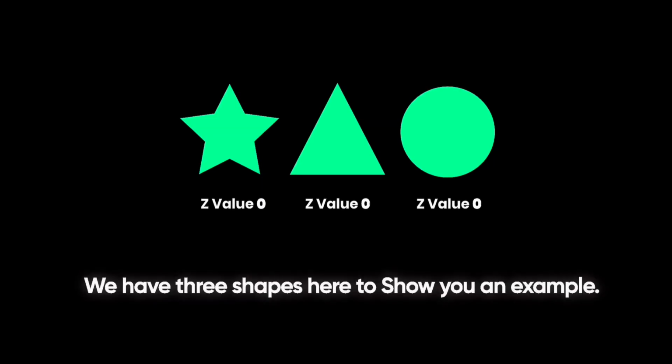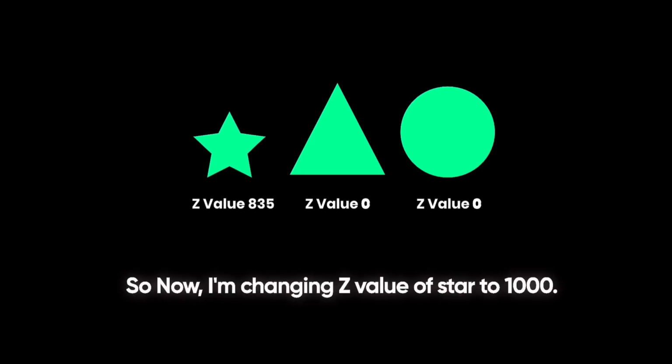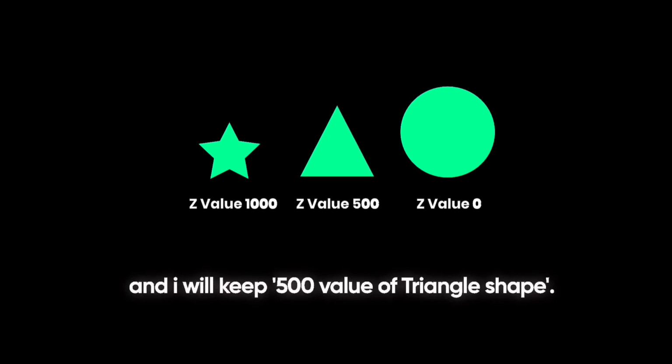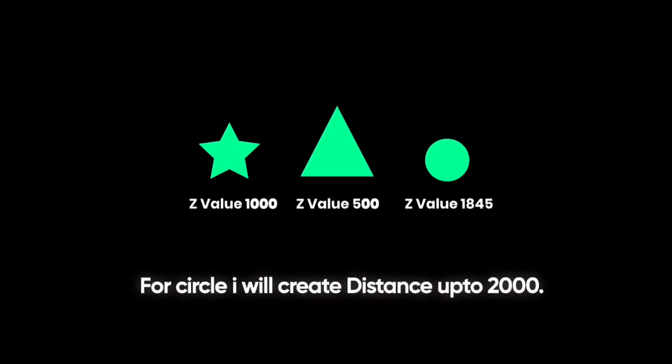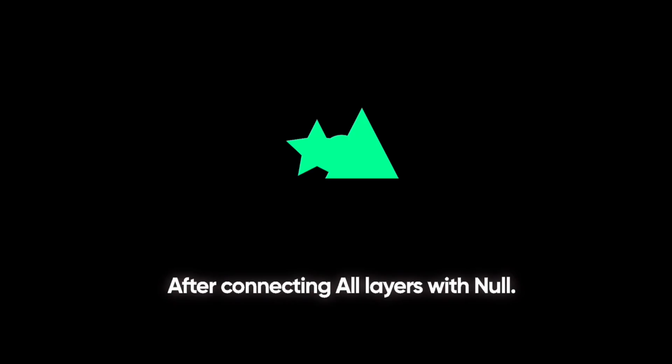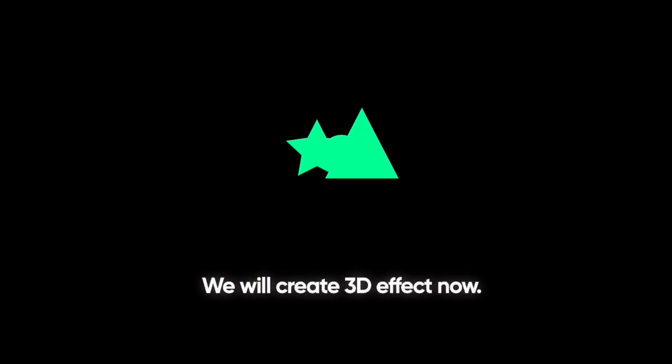So now we have 3 shapes here to show you an example. I am changing the z value of the star to 1000, and I will keep a value of 5000 for the triangle shape. And for the circle, I will create a distance of up to 2000. Okay, so now I will keep them together like this. After connecting all layers with null, as I told you before, we will create the 3D effect now.